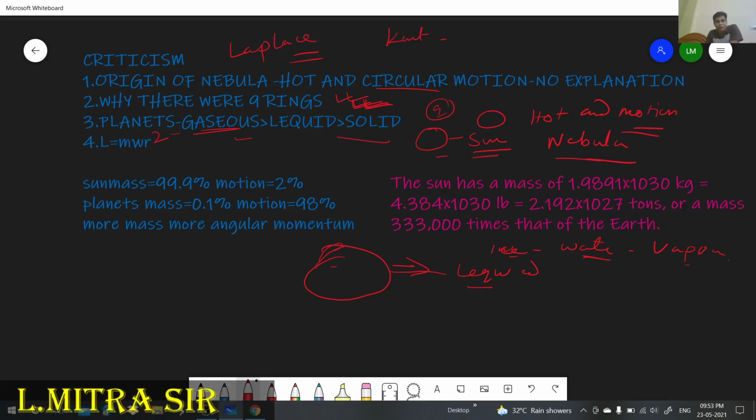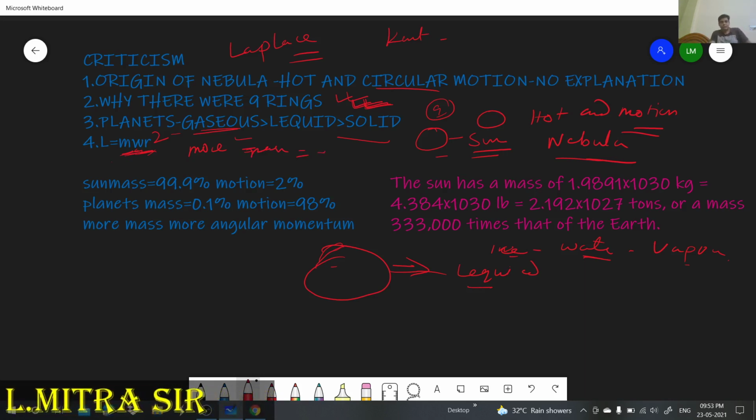The second thing he discussed: L is equal to m w square, which we already discussed in the previous theory. L is the angular momentum, m is the mass, w is the angular velocity, and this is the square of the radius. If there is more mass, there will be more velocity.